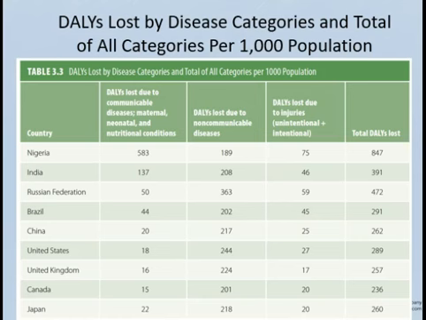Looking at this table, we see countries along the far left, and then across the top there are categories in terms of DALYs lost due to communicable diseases, maternal, neonatal, followed by a column for non-communicable diseases and injuries, and then total DALYs lost. And you can see that there's a difference in categories based on the country, with Nigeria having far more losses in DALYs due to infectious diseases than countries like the United States, where it's with non-communicable diseases.